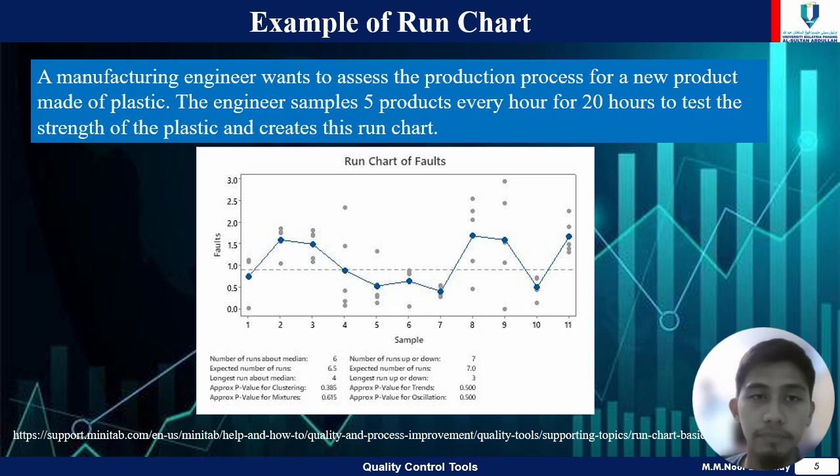There is an example of a run chart. We can see the run chart about a manufacturing engineer. They want to assess the production process for a new product made of plastic. The engineer samples 5 products every hour for 20 hours to test the strength of the plastic and creates this line chart.